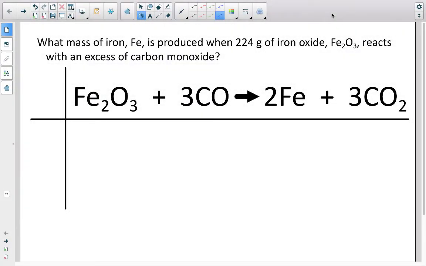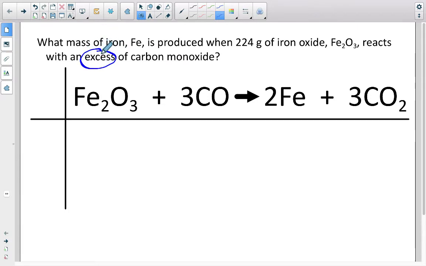So here's our example question. What mass of iron, Fe, is produced when 224 grams of iron oxide, Fe2O3, reacts with an excess of carbon monoxide? Before we get stuck into the question, it's probably worth having a look at with students some of the key terminology that's being used here. In particular, this term here, excess.